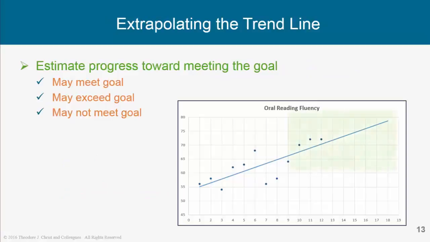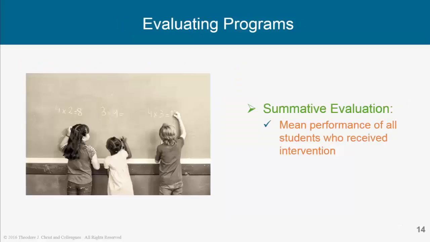Now, if we extrapolate the trend line or draw out our trend lines over time, we can estimate our progress in meeting the goal. We'll have situations where the trend shows we'll meet or exceed the goal, and we'll also have situations where the trend shows we will not meet the goal. This requires us to consider instructional change. Now, the decision-making rules we've discussed so far help us to answer the overarching formative question, is it working, and prompts us to make instructional changes throughout the process.